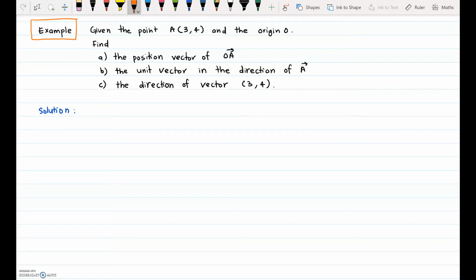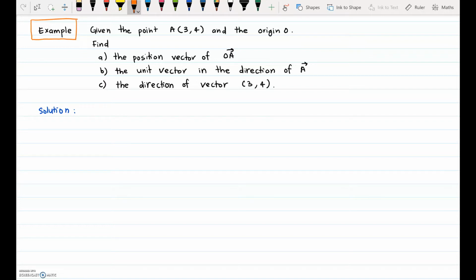Now let's look at the example on the topic of two-dimensional vectors. Here we have the first example. Given a point A (3, 4) and the origin O, find the position vector of OA, the unit vector in the direction of A, and the direction of vector (3, 4).